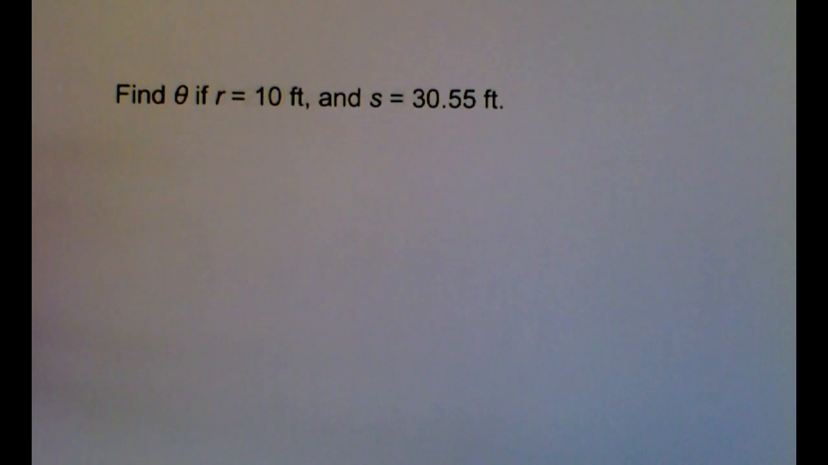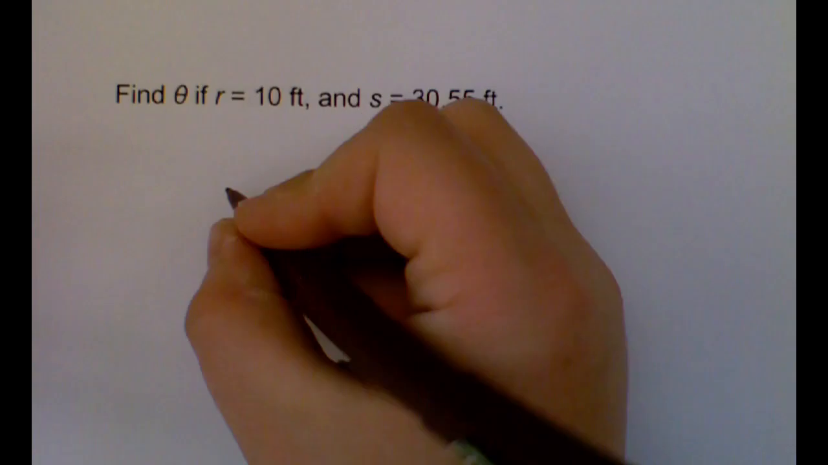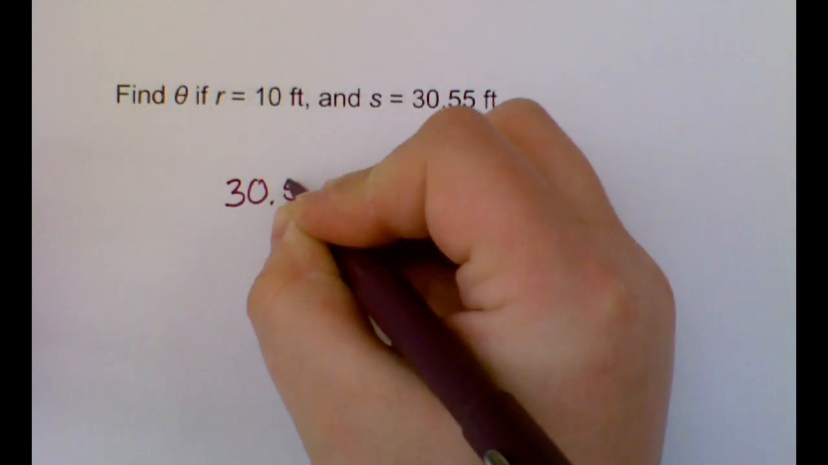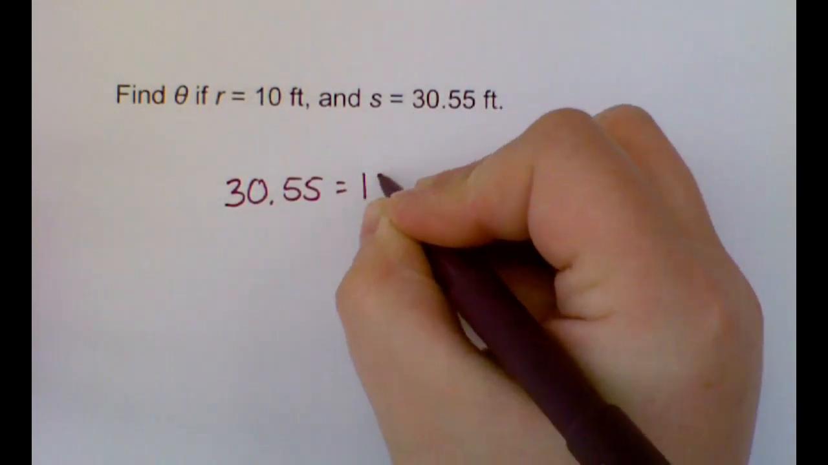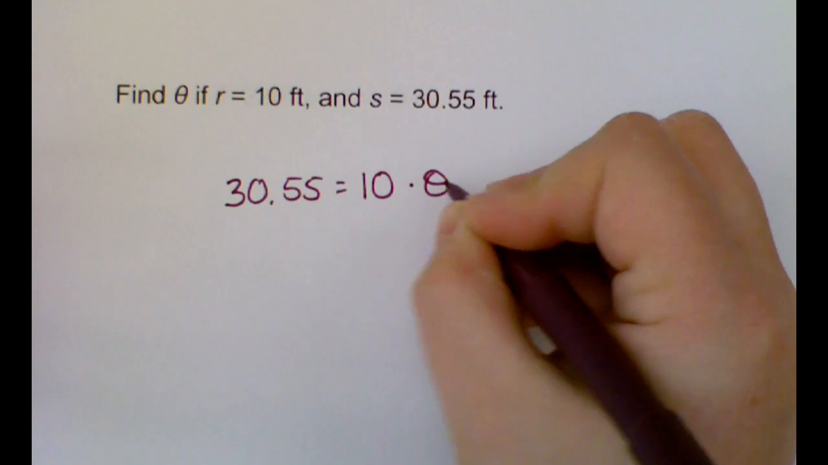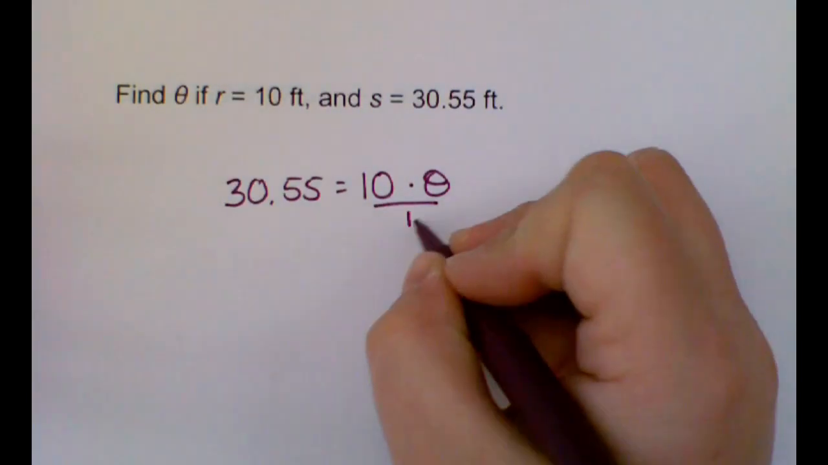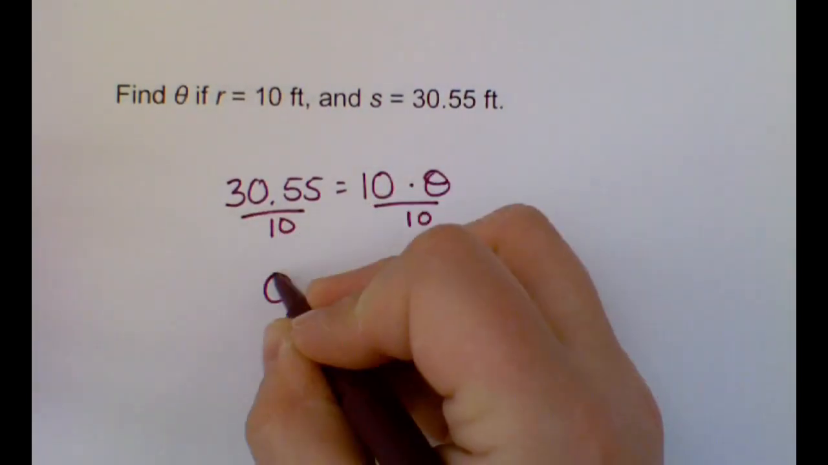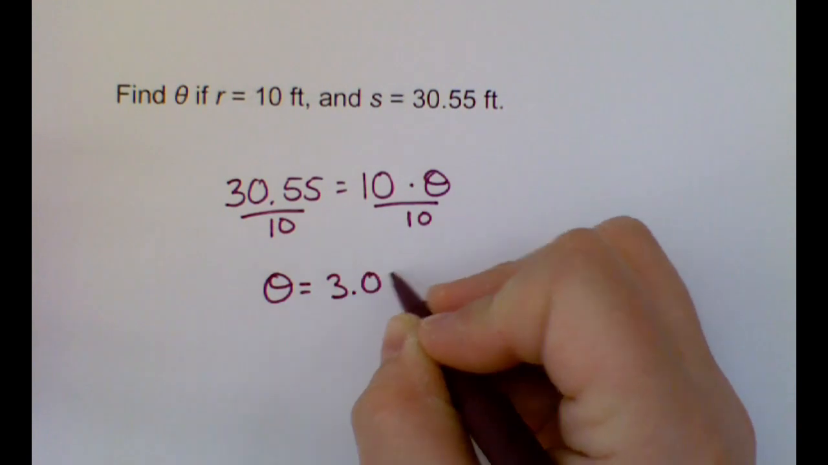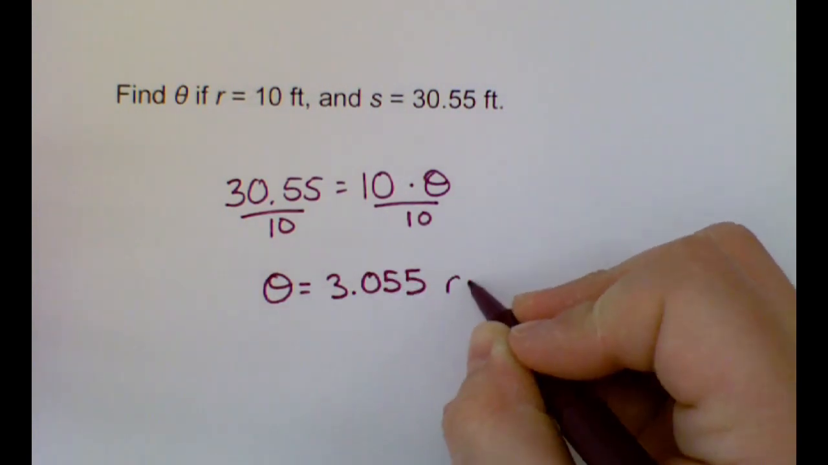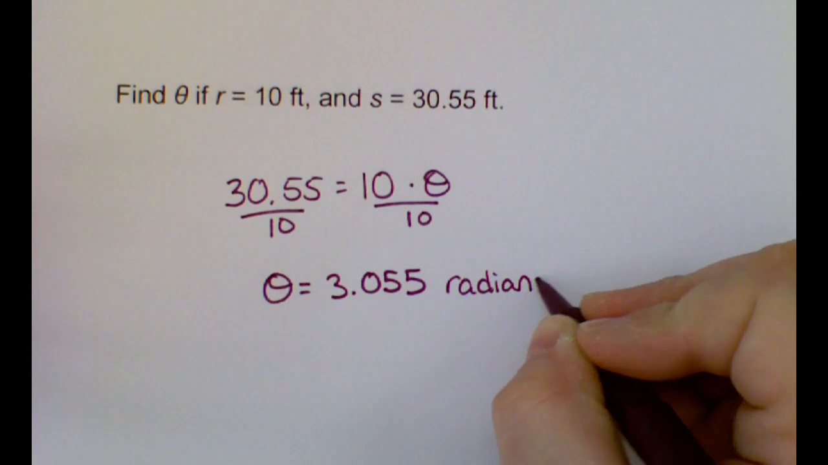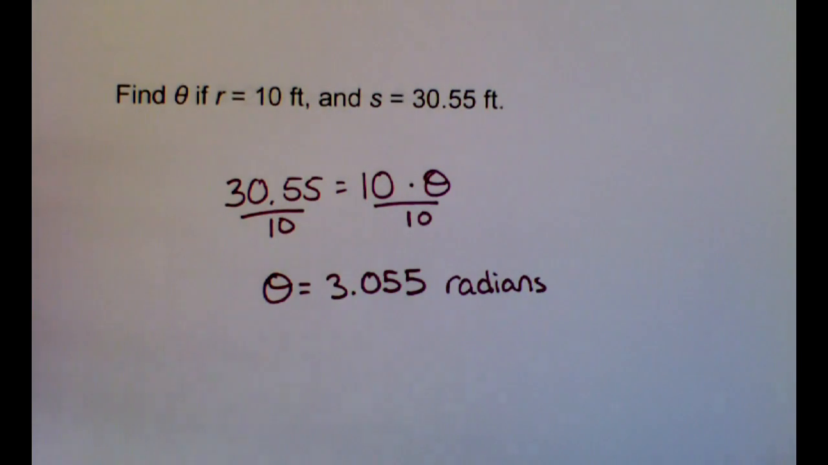Now we're going to work a little differently. Find theta if r is 10 and s is 30.55. So s, 30.55, equals r, which is 10, times theta. Divide both sides by 10. Theta equals 3.055. This is a time when labeling it radians is probably a good idea, but there's our answer.